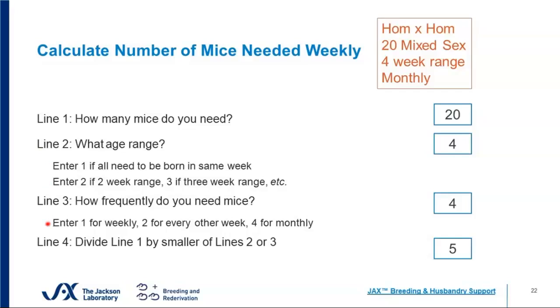Every 4 weeks, you put in a 4, etc. We want them every 4 weeks, so we put in a 4. And then what we do here in line 4 is we're going to divide line 1 by whichever is smaller, line 2 or line 3. The purpose of this is to determine whether the age range of mice or the frequency in which we need them is dictating and driving how large a colony we need. In this case, they're the same, so it doesn't matter which one I use, and so I'll get 5 for line 4.